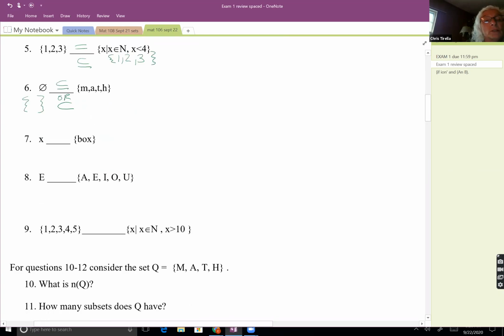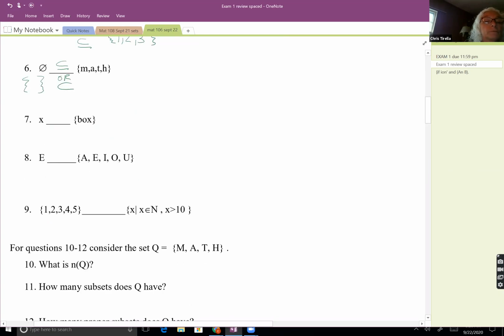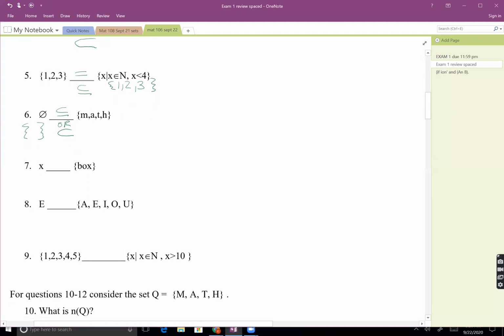Seven's a tricky one. Is everybody all right? On the left-hand side, that X, is it in a set? Could you scroll up a little bit, please? Sure. Thank you. Question number 7, what's on the left? Is that a set? No. So I can't use a set comparison. So I guess if I were lazy, I could just put that it's not a subset. But now, is X an element of the box?